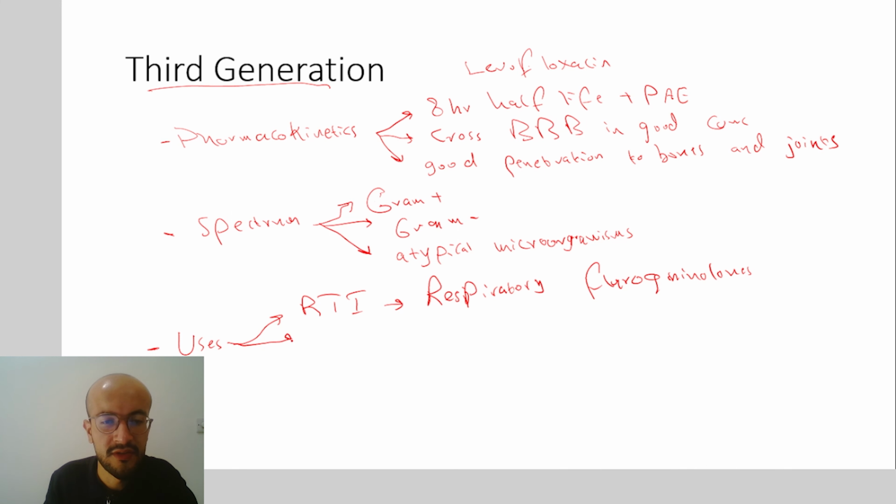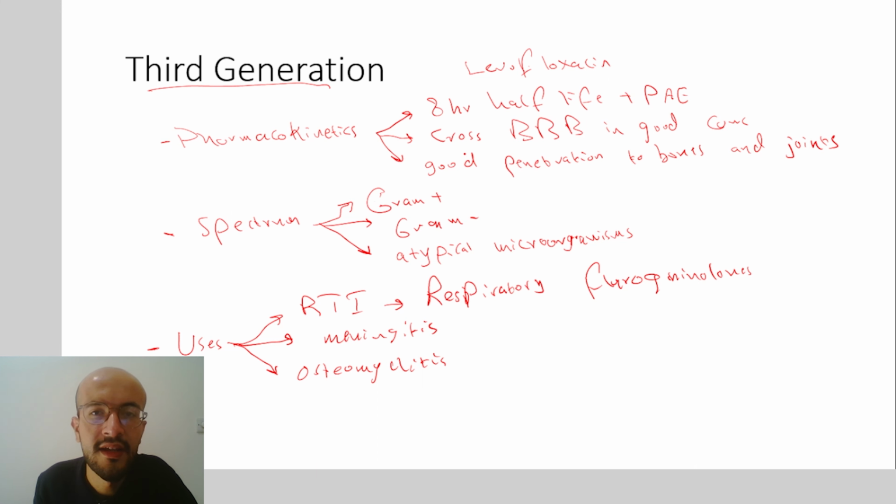It is also used to treat meningitis because it has good penetration to the blood-brain barrier, and it is used to treat osteomyelitis because it has good penetration to bones and joints. Also, the third generation does attain significant plasma concentration, and this applies to the fourth generation also. For the quinolones, all of them attain good plasma concentration except for nalidixic acid, which is from the first generation.